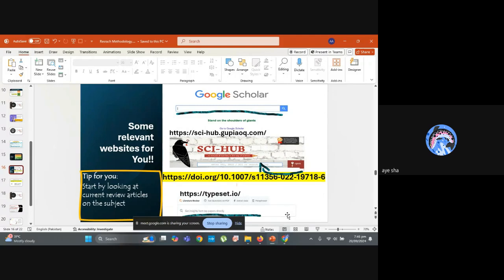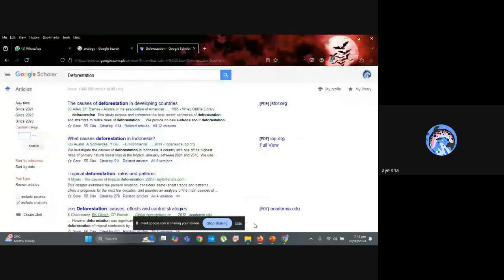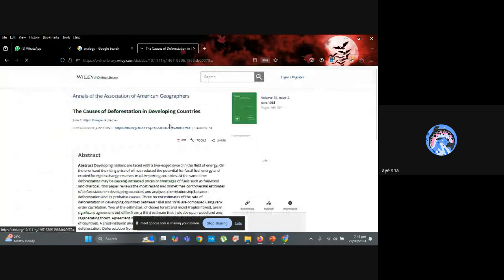But what students do when they are unable to get access to a particular research article is they will type the DOI of that article, as you can see highlighted in the yellow line. That is the DOI of the article. You can find it over here, as I can show you. For example, let's open this 1985 article. Maybe it would have a DOI.